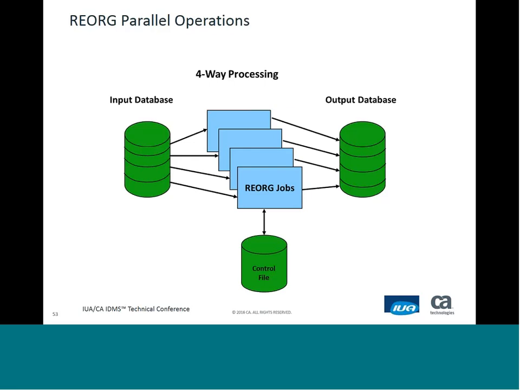Now, all of this processing is controlled through a control file. The main job that you submit is going to build this control file, and it's going to contain the information about the areas that are going to be processed and any dependencies of sets that point into the areas being unloaded. It has the information about the different data sets that are going to be required and how each of those data sets will be allocated to specific jobs.